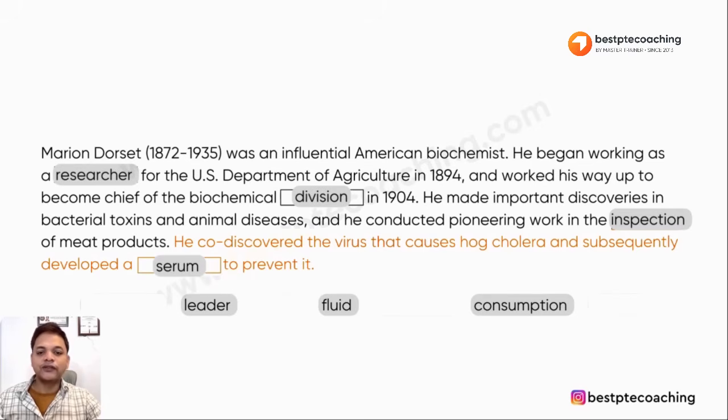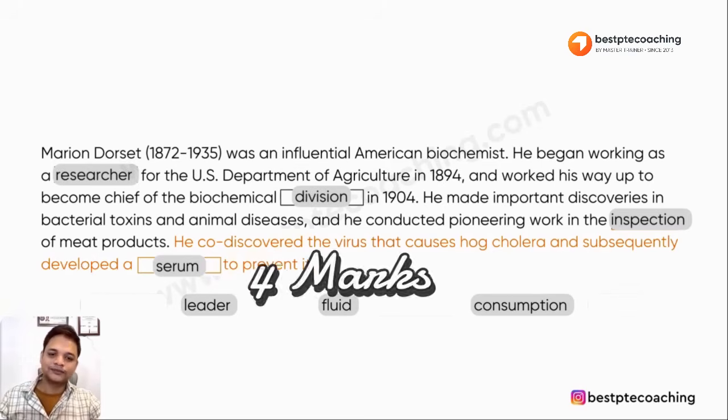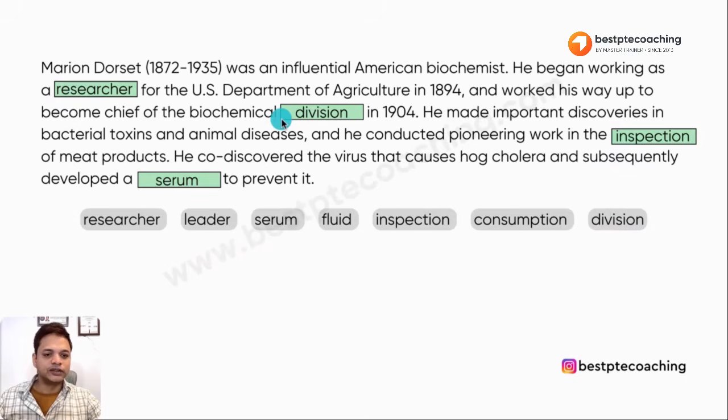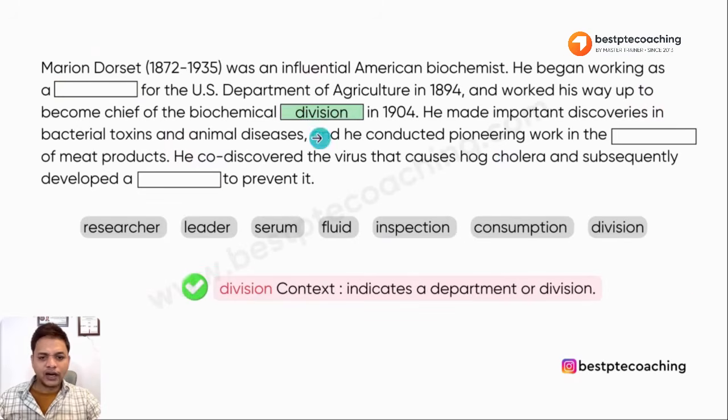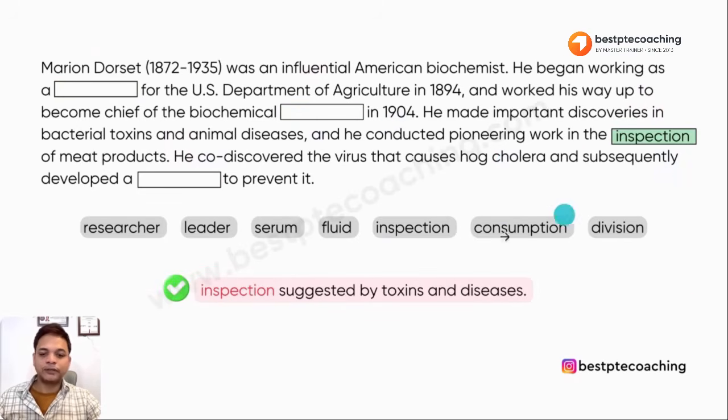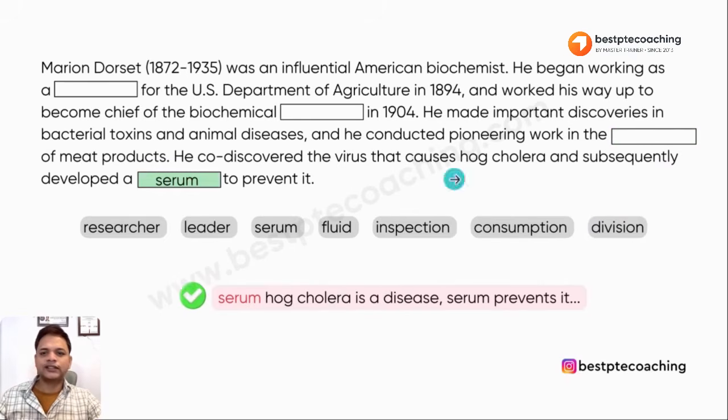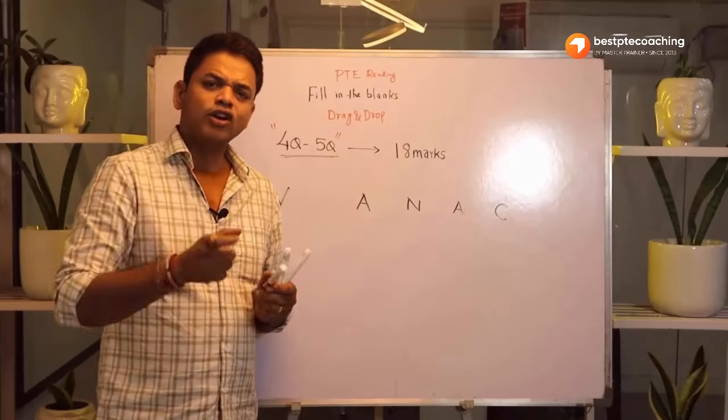So this is it. There are 4 blanks. If you answer all 4 blanks correctly, you will get 4 marks. Researcher, correct. Division, correct. Inspection, correct. Serum, correct. So 4 are answered, 4 are correct, 4 marks. So it requires a role, which indicates a department or a division. Then the inspection, right? Because it's about toxins and diseases. You have to inspect, you have to research as a biochemist. Serum, right? Excellent.